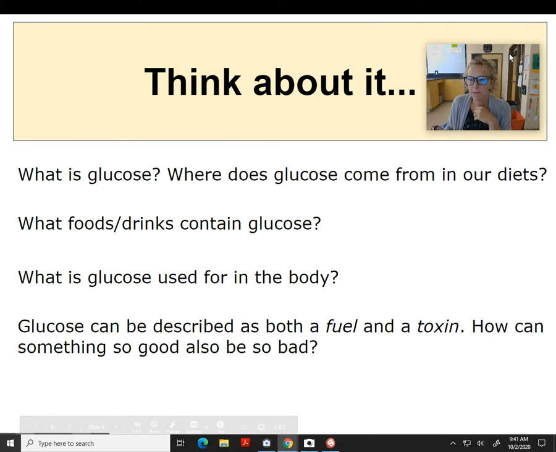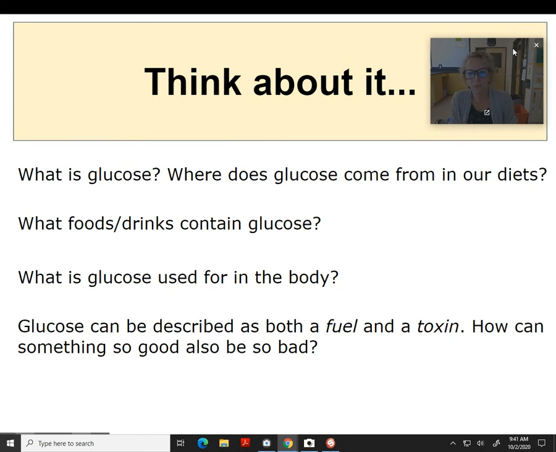So we want to be keeping these questions in our brains as we work through our diabetes data. What is glucose? Where does glucose come from in our diets? What foods or drinks contain glucose? What is glucose used for in the body? Glucose can be described as a fuel and a toxin. How is that something that our bodies need? How can something so essential to our bodies become toxic? Okay, so that's what diabetes is all about.